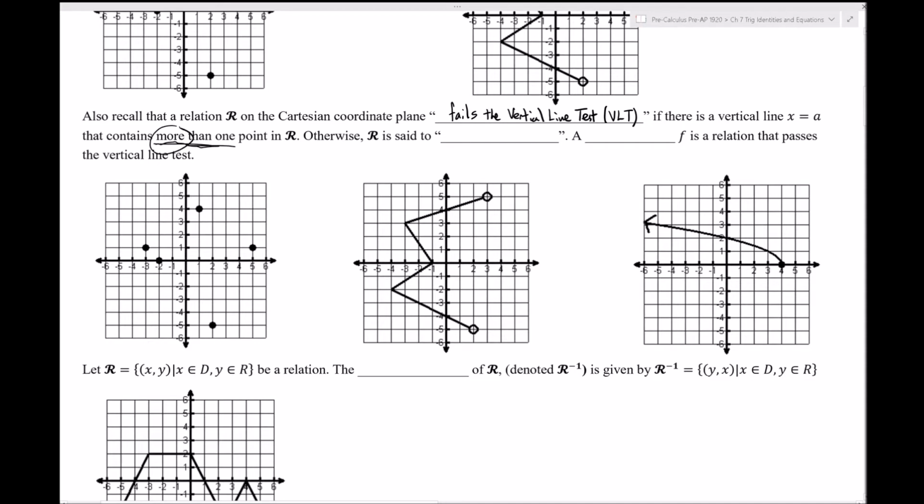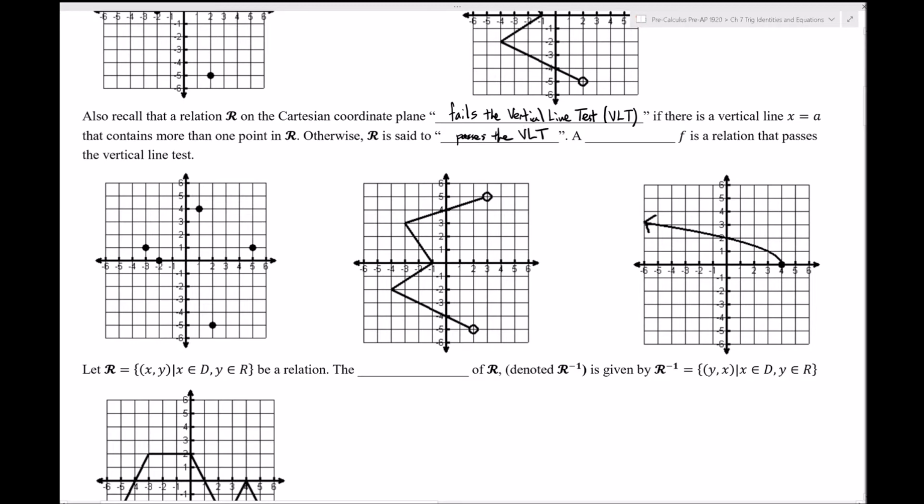on the relation R. So what we've seen in Algebra 1 or in Algebra 2 classroom, if I can draw a vertical line and that vertical line intersects R more than once, it fails the vertical line test. And we check to see whether or not it passes the vertical line test to see if it's a function. So it fails the vertical line test if there's a vertical line that crosses more than once. Otherwise, we say it passes the vertical line test.